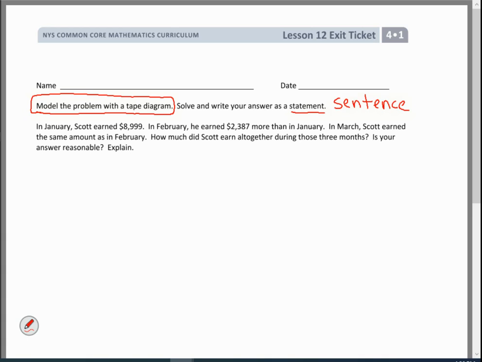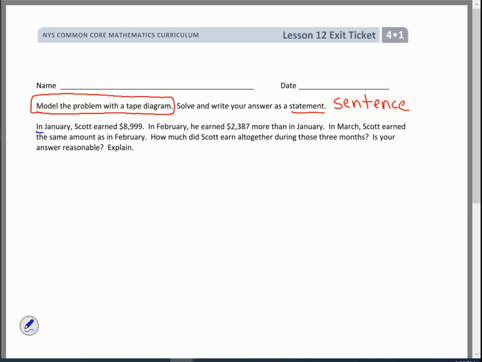In January, Scott earned $8,999. In February, he earned $2,387 more than in January. In March, Scott earned the same amount as in February. How much did Scott earn altogether during those 3 months? Is your answer reasonable? Explain. Okay, well, let's work on that tape diagram first because that's what this video is all about.